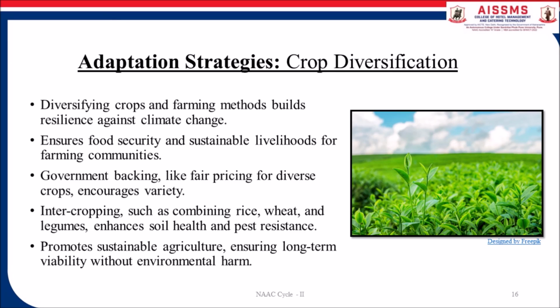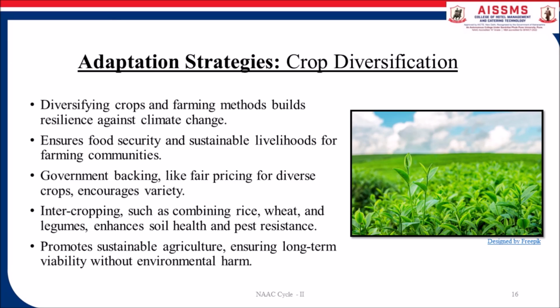The government actually plays a vital role by encouraging crop diversification by purchasing crops other than wheat and rice at fair prices. This encourages farmers to grow a wider range of foods, which is good for the land and for people's diet.